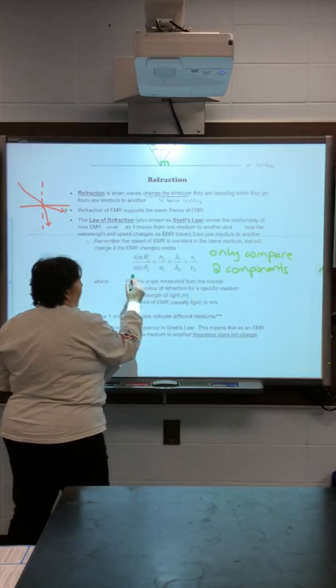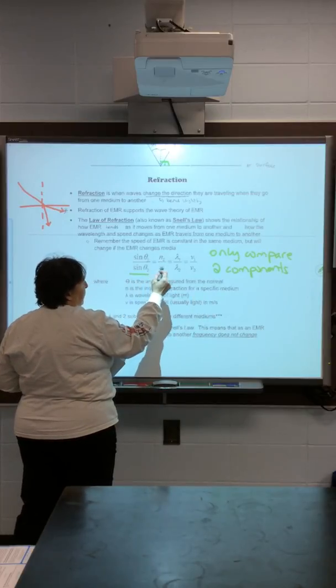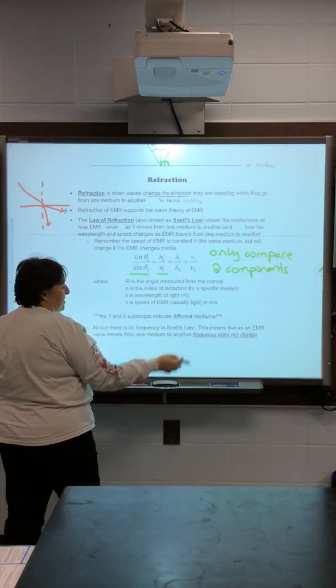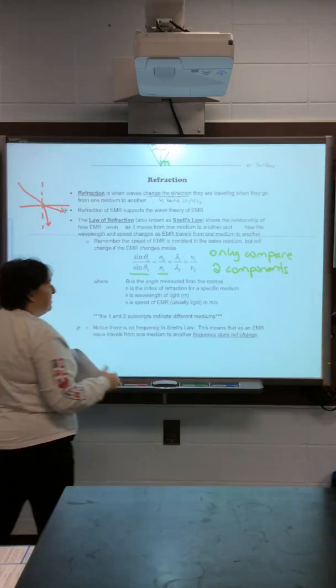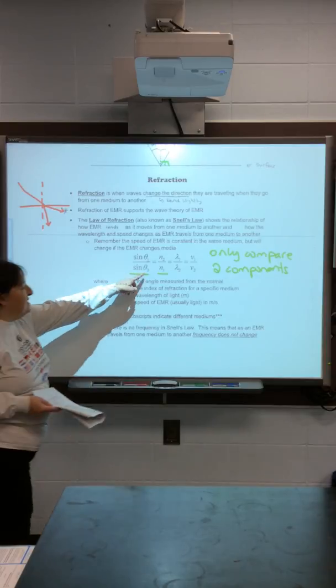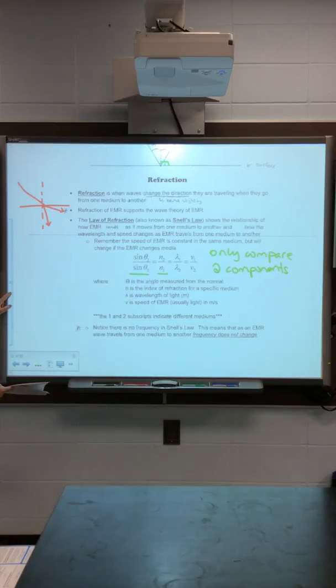So you might only look at the wavelength, or the angle of incidence and angle of reflection or refraction versus the index. Or maybe you'll look at wavelength versus velocity. Okay? 1 and 2 subscripts that you see here indicate medium 1 and medium 2.